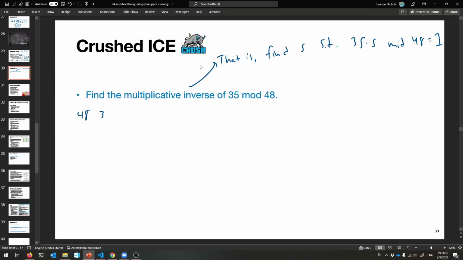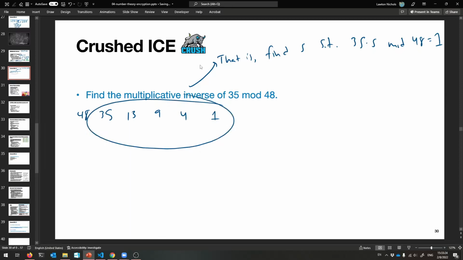48 and 35, take the mods. It's 13 is left, right? And then how much is left here? Goes into 26 with 9 left. And then 13 mod 9 is 4. 9 mod 4 is 1. Cool, we ended up with 1 as the answer.